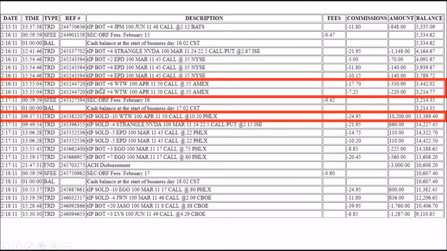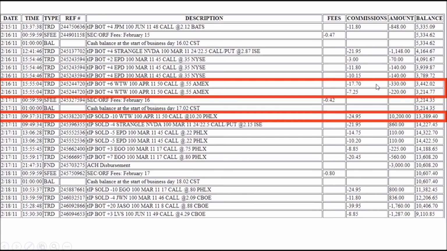But basically what this is showing here is I bought, BOT, 10 contracts. It didn't fill all 10 at once, so I got 6, and then later it filled 4 right after it. And this was on Weight Watchers, WTW. It was for April expiration, and it was the $50 call, and I paid 55 cents for that.